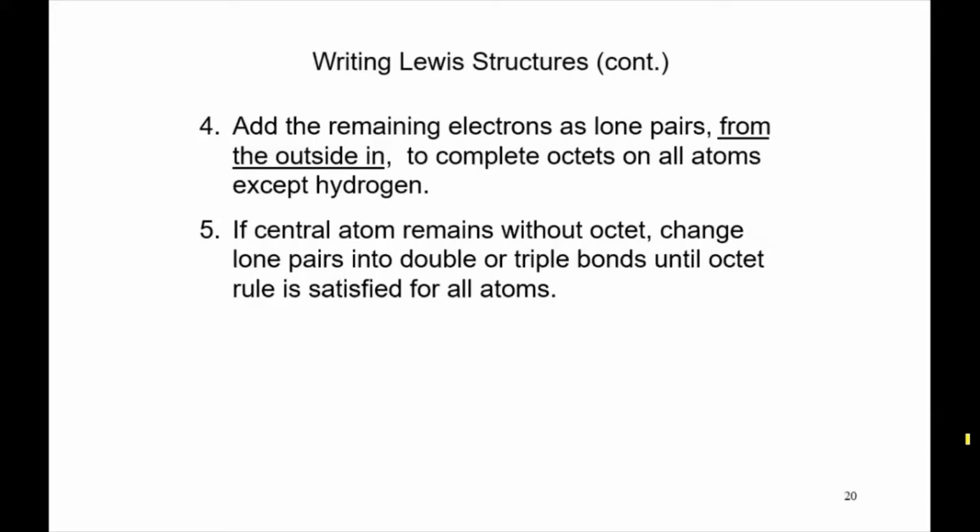Finally, if after I have placed all of the available electrons, the central atom still remains without an octet, I cannot make electrons out of thin air. What I'm going to do is switch or roll over lone pairs from the outside to form double or triple bonds with the inside or central atom until the octet rule is satisfied for all atoms. Okay, so those are the rules. That's the way I do it. I know other professors do it differently, but this is the way that I have. And so let's try a few exercises here for the remainder of this session.